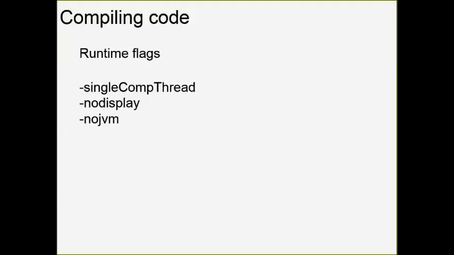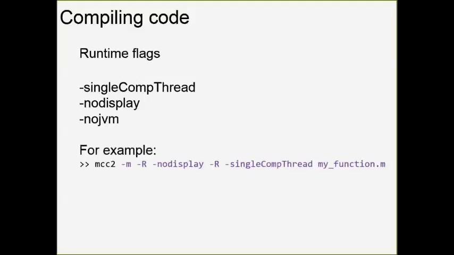You can use similar arguments with your compiled code, and the way that looks is you use the -R switch to let it know that you're giving it a runtime argument, and then the name of that argument, and then another -R and another name of an argument. I want to talk about this single computational thread argument for a second. That's important.